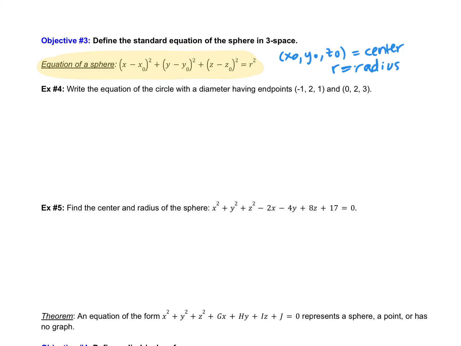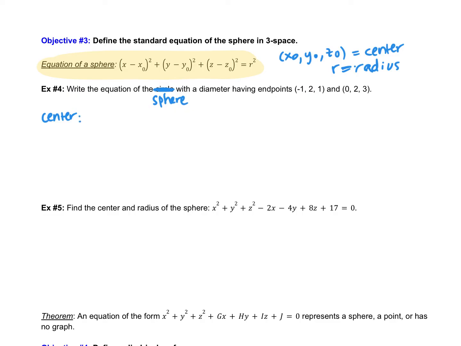So example 4, write the equation of the sphere with a diameter having endpoints of (-1, 2, 1) and (0, 2, 3). So we need 2 things to write the equation of a sphere. Sorry, this shouldn't be circle, this should be sphere. So we need 2 things to write the equation of a sphere. We need the center and we need the radius. And we don't have either of those. So first thing I'm going to do is find the center of this sphere.